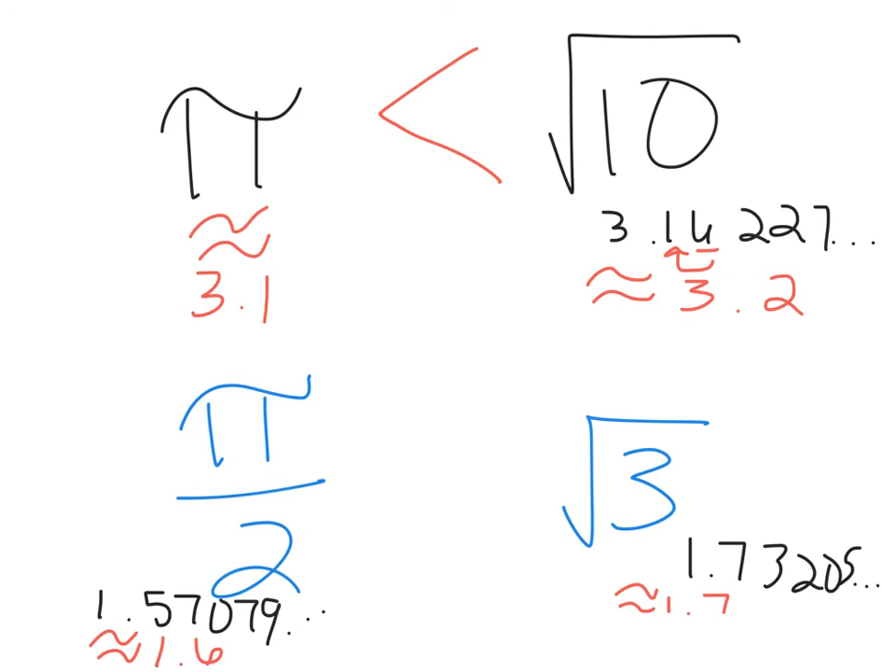Okay, now which one's bigger? Pi over 2 is approximately 1.6, right down here, we see that. And square root of 3 is approximately 1.7. So square root of 3, again, this side is going to be bigger. So that's essentially what we're doing: we are finding the decimal approximations, meaning we're going to find a decimal, round it to the nearest tenth, and then we are going to compare them. Which one's bigger based on the decimal approximations.